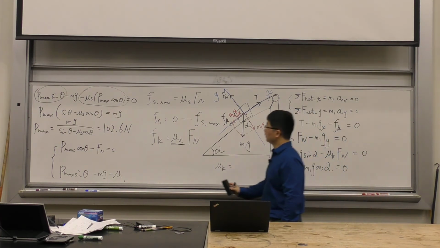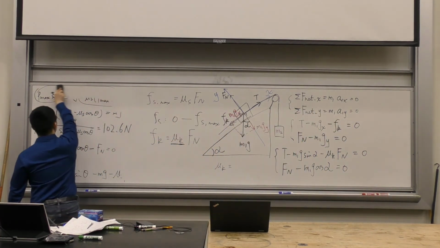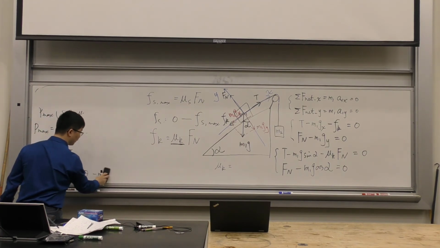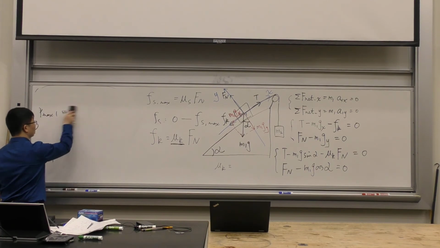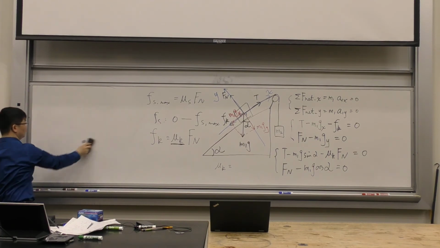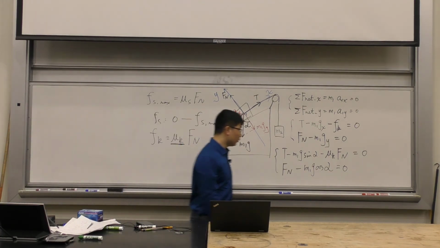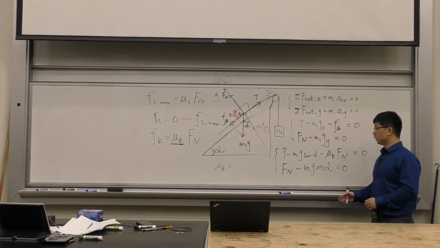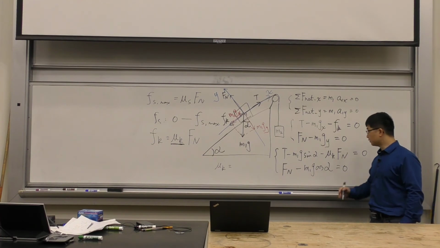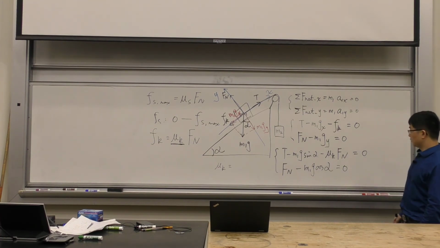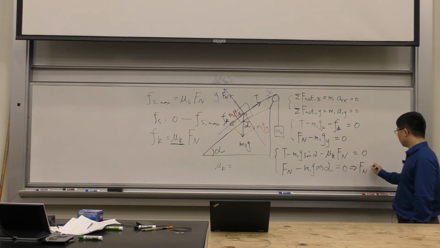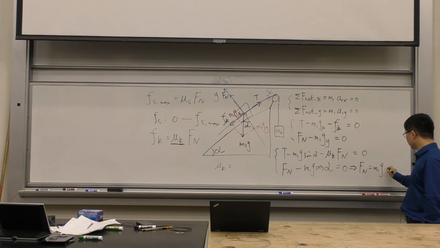Okay, so now we have this mu k. Don't forget what we're doing. We want to use this experiment to find mu k between m1 and the incline. That's our goal, right? I already have mu k here, so if I have everything else, I should be able to rearrange these two equations to find this mu k. So let's see. First of all, Fn, this equation I can solve. Fn, the normal force, is going to be m1g cosine alpha.